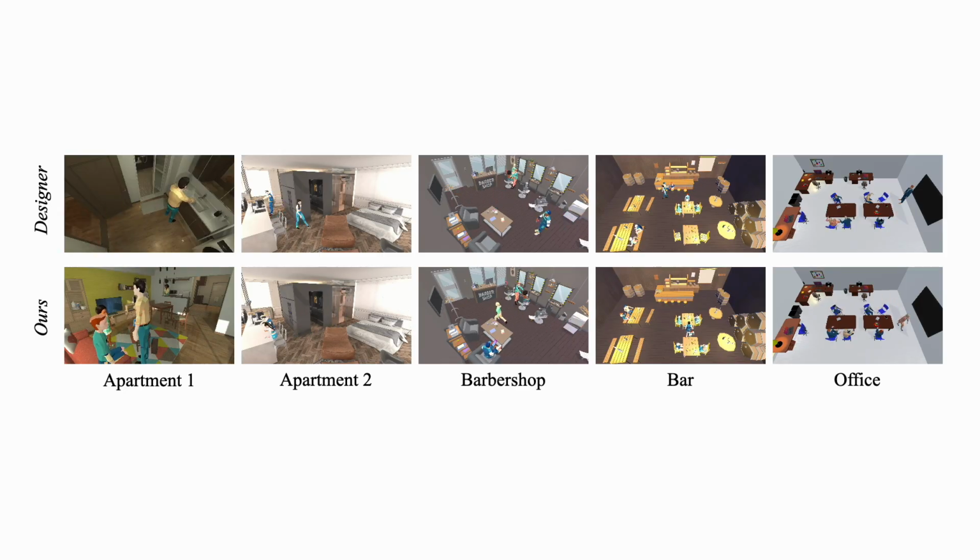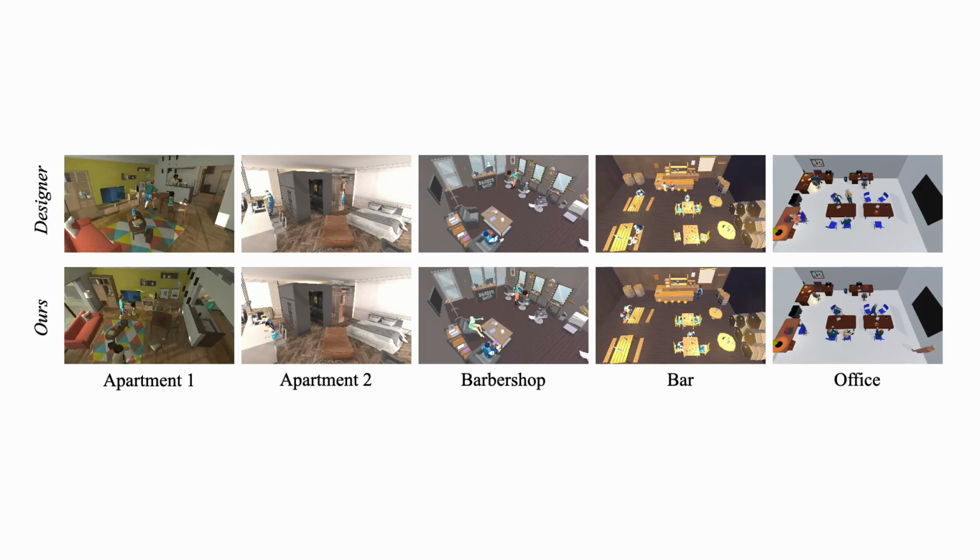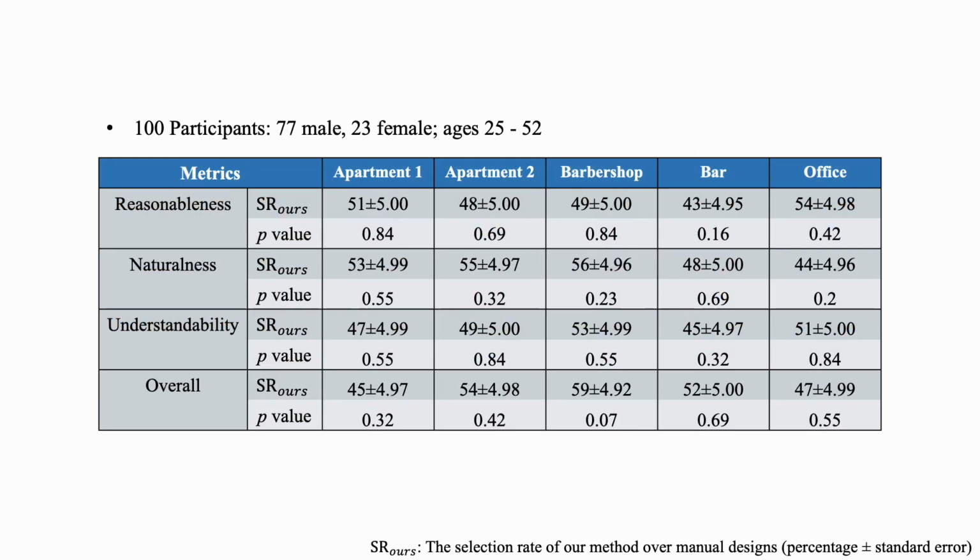For each manual design, we used our method to generate contextually similar virtual activities for fair comparison. We recruited 100 participants for this study. Following a two-alternative forced choice format, they watched paired video recordings and chose a better one regarding each of the 4 evaluation metrics. The selection rates for ours were generally close to 50%, indicating similar preferences to designer results.